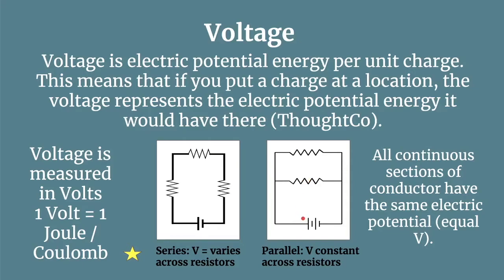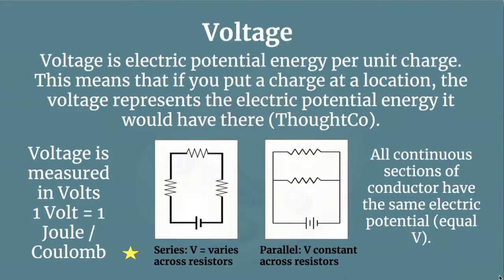Any conductive wire uninterrupted by resistors has the same potential. So let's assign some random realistic numbers here. If we have a 3-volt battery over here, and a 3-volt battery over here, we know that any uninterrupted piece of conductive wire is going to exist at its own electric potential.